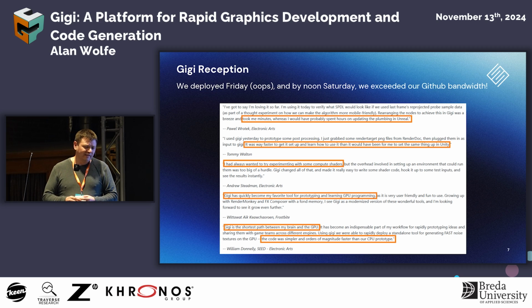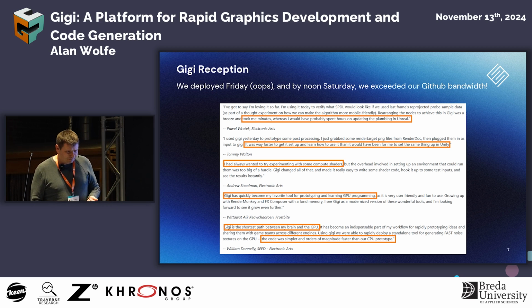And then Ike, he's more of a tech artist, and he's on Frostbite, and he says that Gigi reminds him a lot of RenderMonkey and Effects Composer. So that's pretty cool. He's really looking forward to seeing it continue to grow. And then lastly is my partner in crime, William. We worked together on the Fast Noise project. And he says that Gigi's the shortest path between his brain and the GPU.